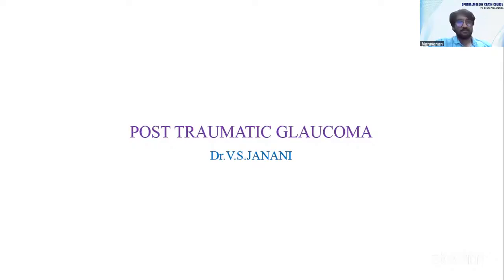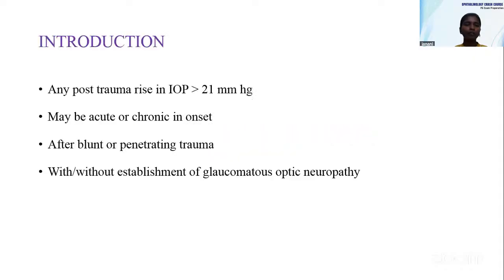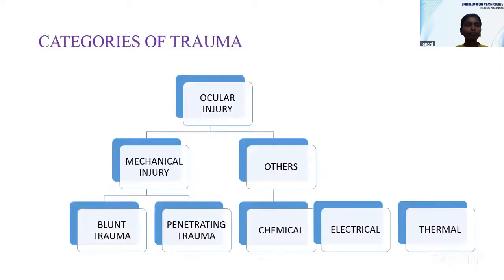So good evening, everyone. Today my topic is post-traumatic glaucoma. It is any post-trauma rise in IOP of more than 21 millimeters of mercury, which may be acute or chronic in onset, which occurs after a blunt or penetrating trauma without establishment of glaucomatous optic neuropathy. The categories of trauma can be categorized into mechanical injury or others. Under mechanical injury, we have blunt trauma and penetrating trauma, the others being chemical, electrical and thermal injuries, and blunt trauma being the most common cause of glaucoma.